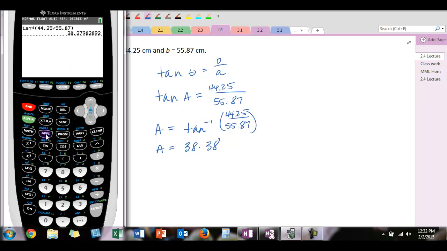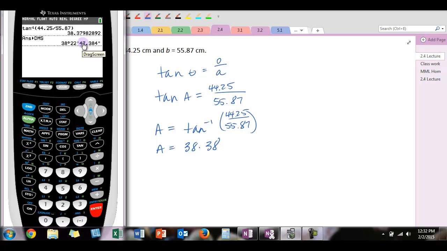We would do second apps, do option number 4. Okay, and I want to point out to you that this is 38 degrees, 22 minutes, 47 seconds. I want an answer given back to the nearest 10 minutes. Okay, so that is this section right here. I want it in the nearest minutes.